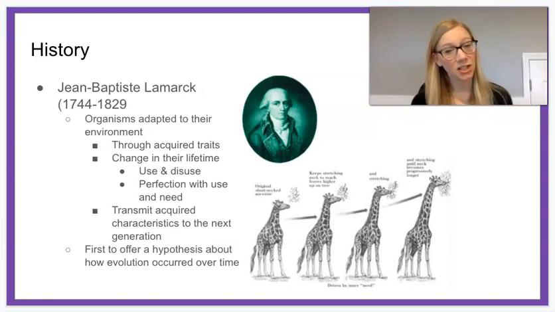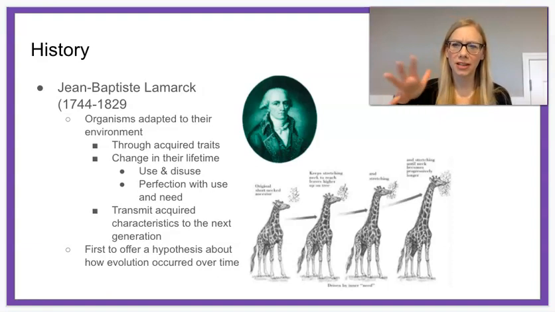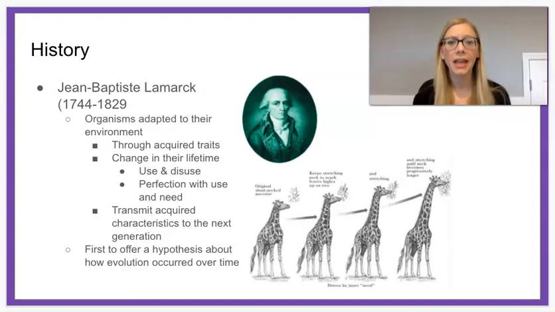Or if you didn't use something, that trait would slowly disappear or not be so prominent, right? So he had this idea that organisms change throughout their lifetime through use and disuse. And that basically you could change things in an individual with perfection and time. And then you could transmit acquired characteristics onto the next generation. He was really the first to offer this hypothesis about how evolution occurred over a long period of time. But actually, he's not who we talk about today, really, right?